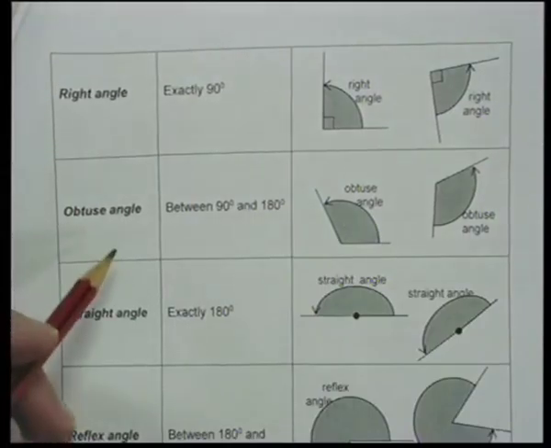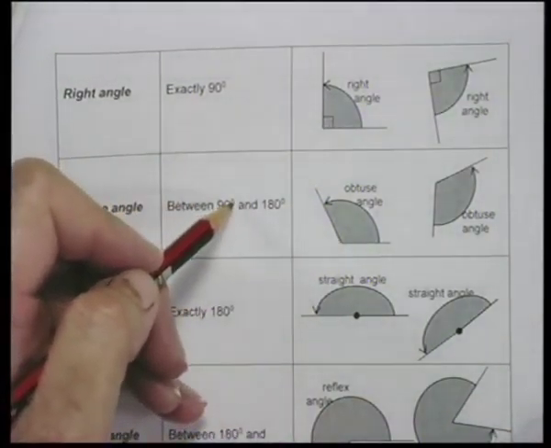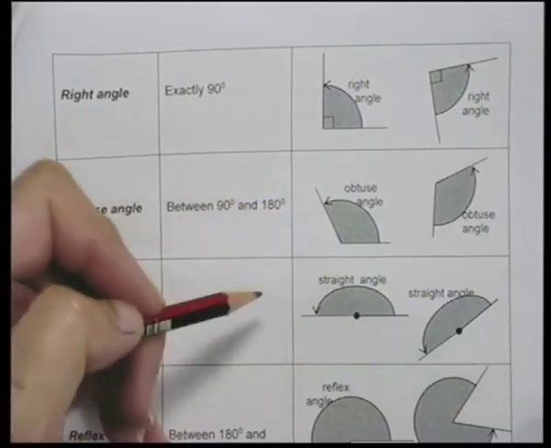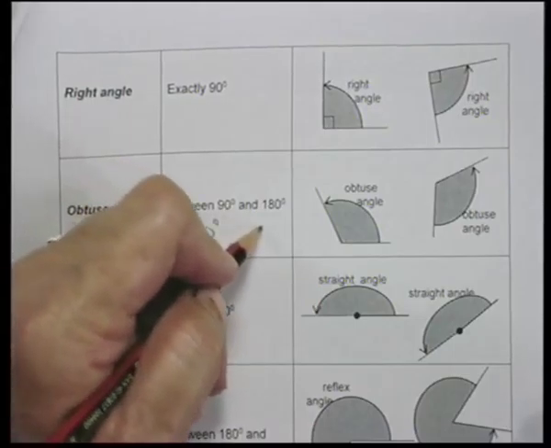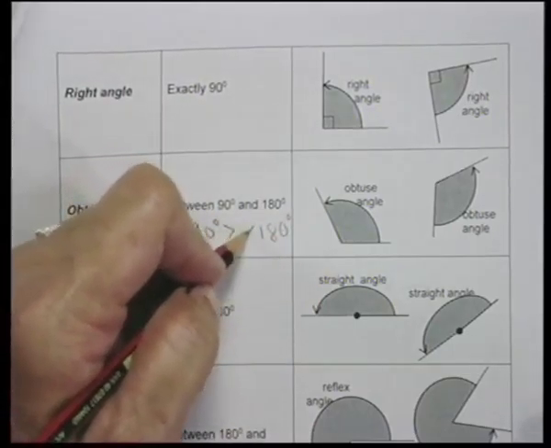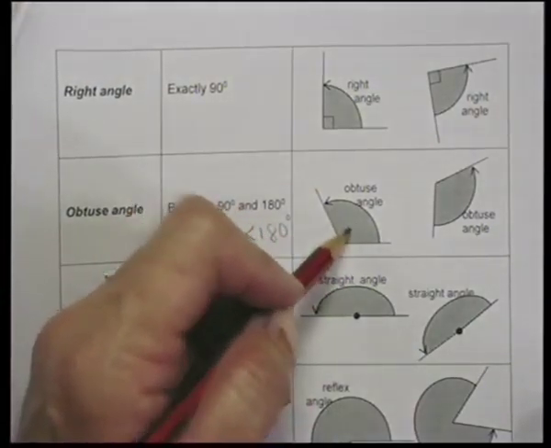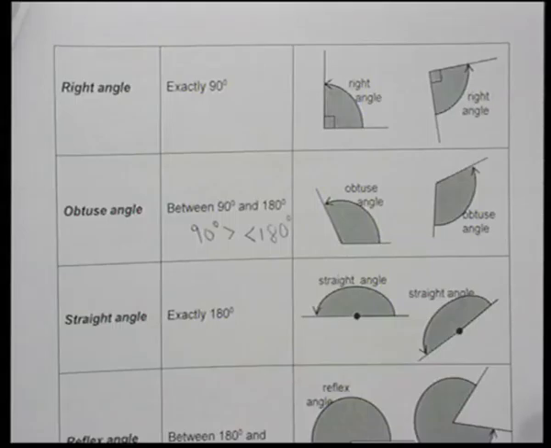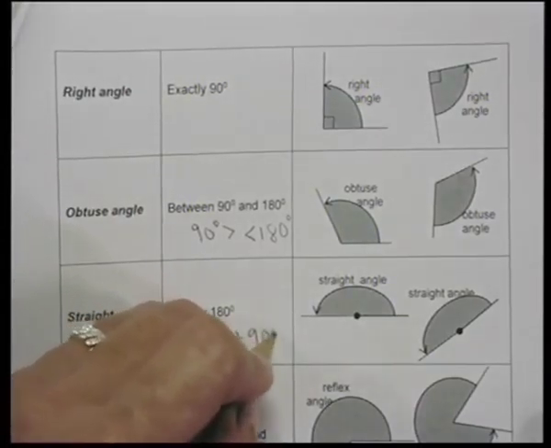The obtuse angle, that angle is more than 90 and less than 180. So it's between 90 and 180 degrees. More than 90, but less than 180. Between those two. We call that the obtuse angle. The straight angle, straight line, it's exactly 180 degrees, so it's 90 plus 90 degrees.